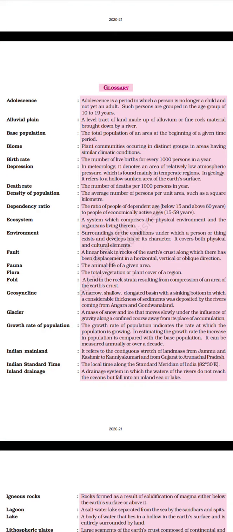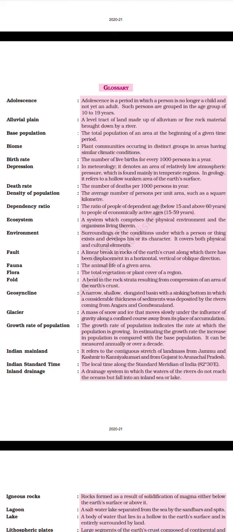Birth rate, the number of live births for every 1,000 persons in a year. Depression, in meteorology, it denotes an area of relatively low atmospheric pressure which is found mainly in temperate regions. In geology, it refers to a hollow sunken area of the Earth's surface. Death rate, the number of deaths per 1,000 persons in a year. Density of population, the average number of persons per unit area, such as a square kilometer.